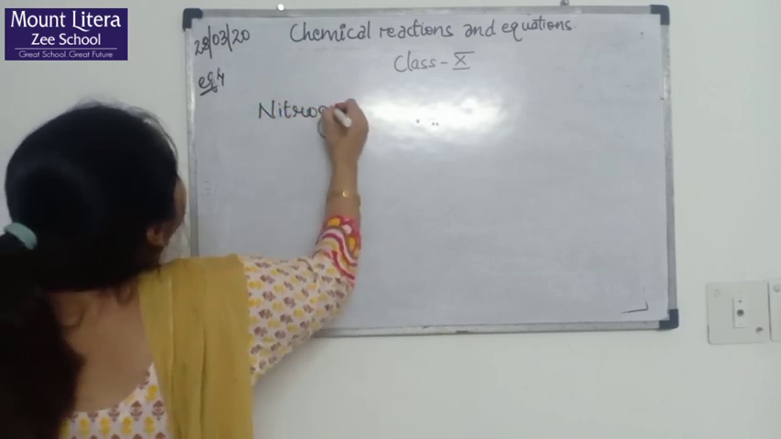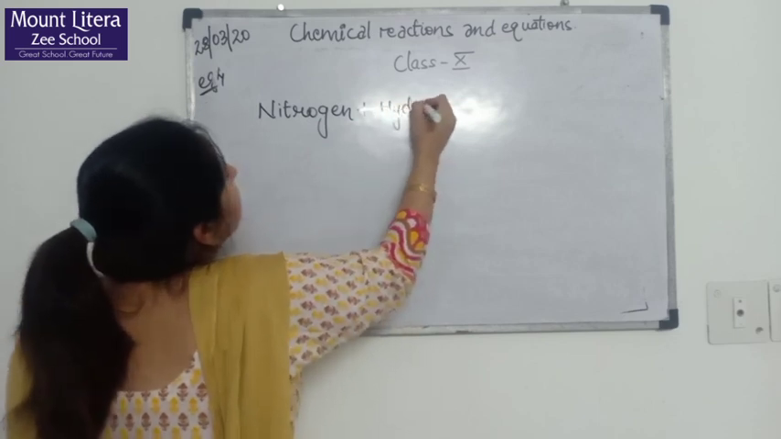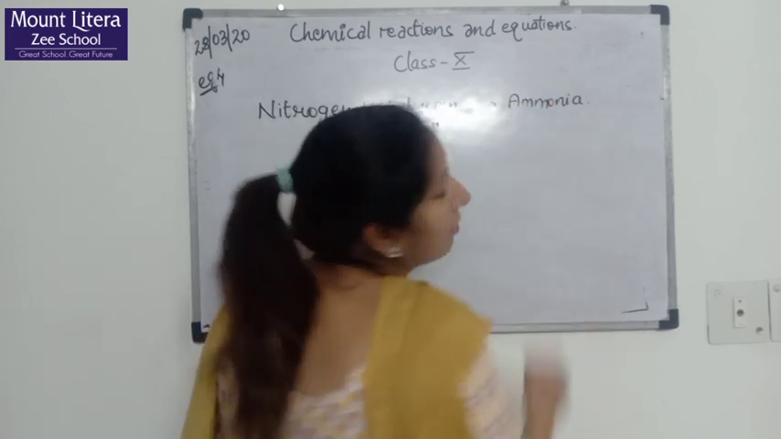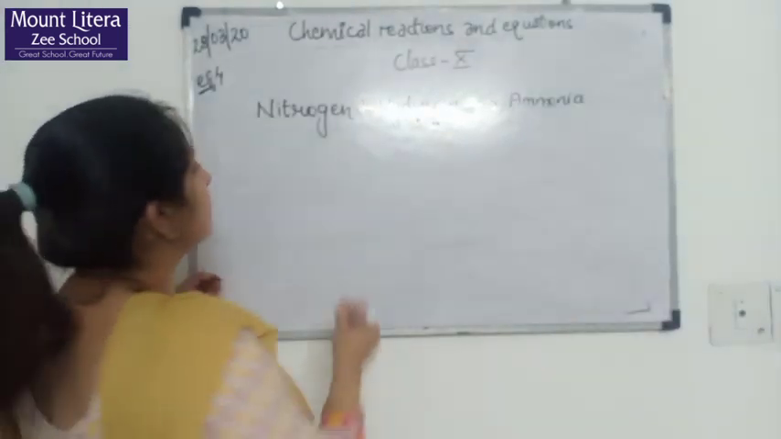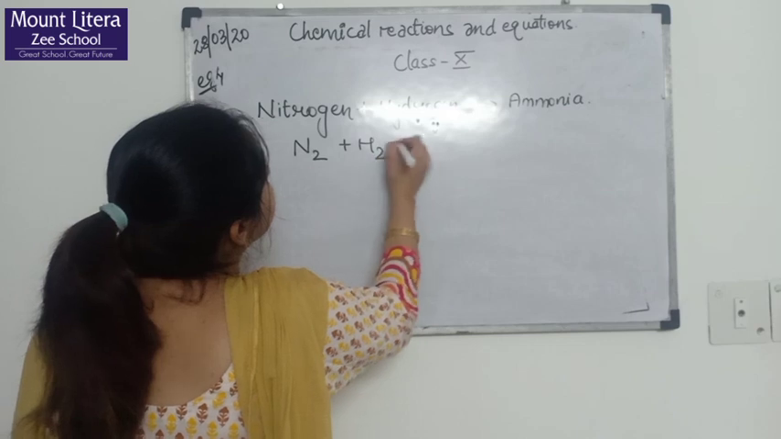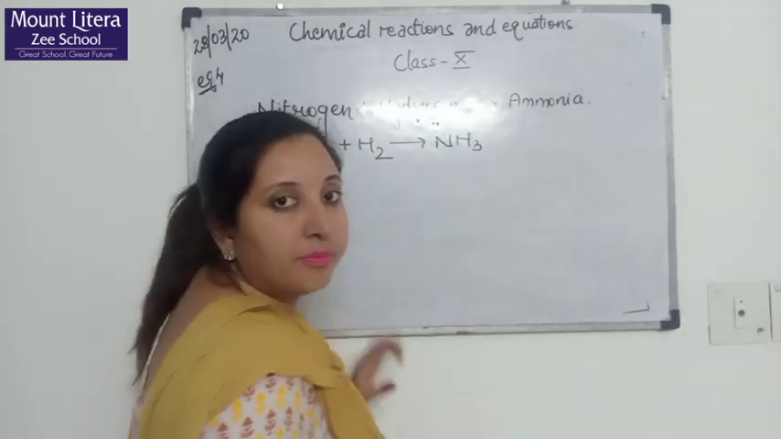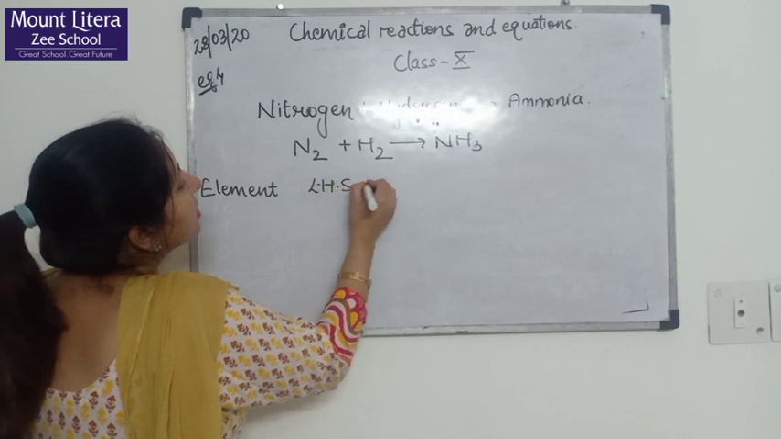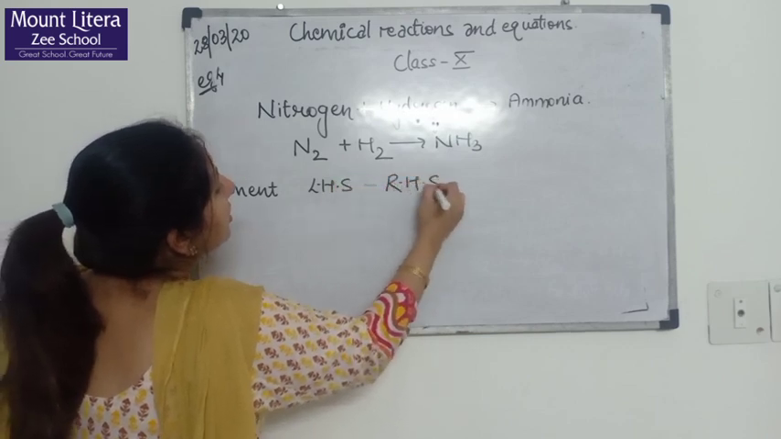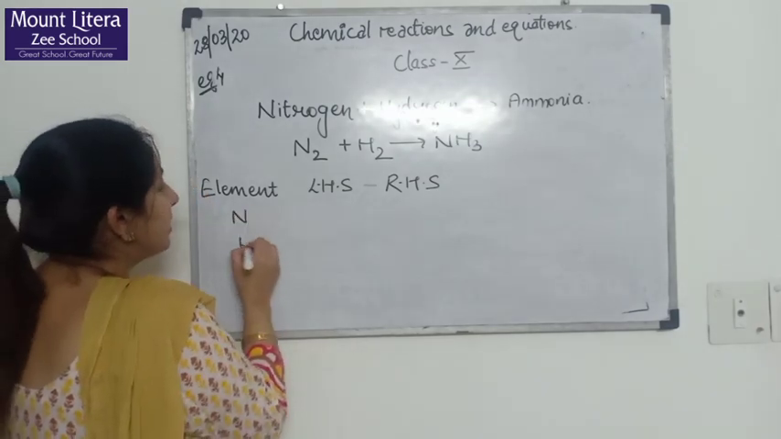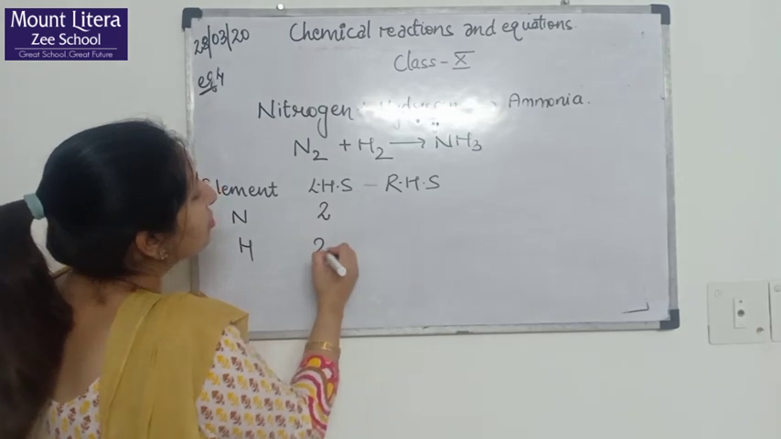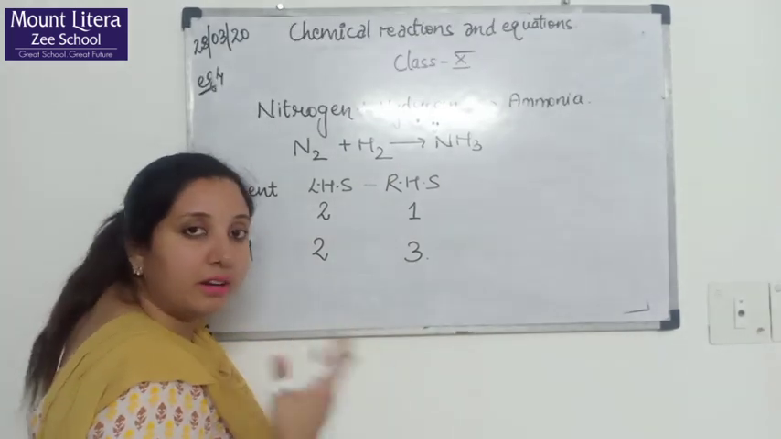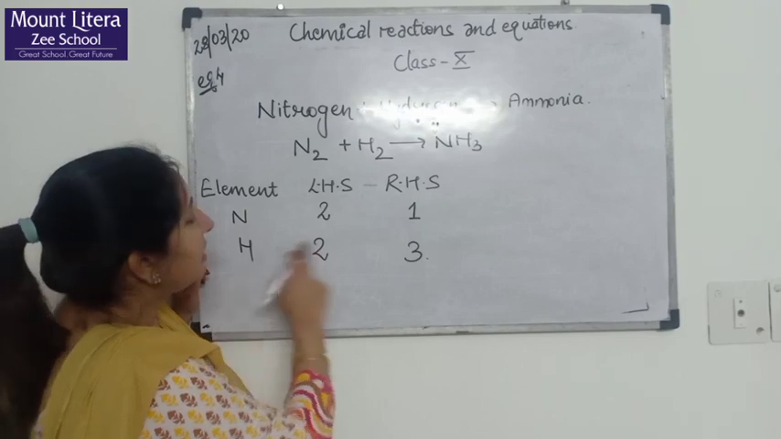Let's react nitrogen plus hydrogen. It gives us ammonia. Now what are the symbols for both of these? Your N2 plus H2 gives NH3. Again, your first step comes: element, LHS and RHS. Elements are nitrogen and hydrogen. Your LHS side is 2, 2, over here is 1, over here is 3. Now both the components over here are in the unbalanced form. So the higher one is your hydrogen.